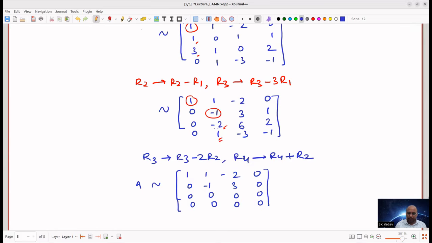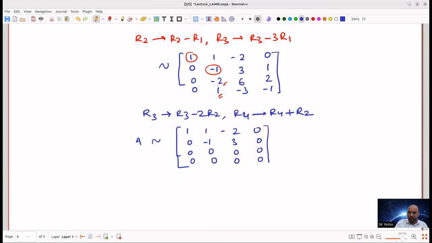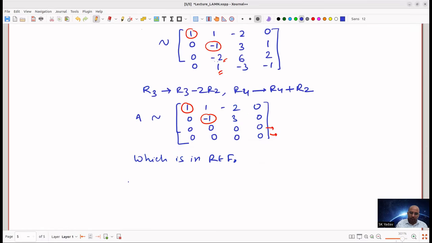So this is now the final one, and this is now in echelon form. Zero rows are at the bottom, and these are two leading elements. So this is in row echelon form, and that means what is the rank of matrix now? Rank of matrix A equals the number of non-zero rows in row echelon form, which is 2. So rank of A is equal to 2.